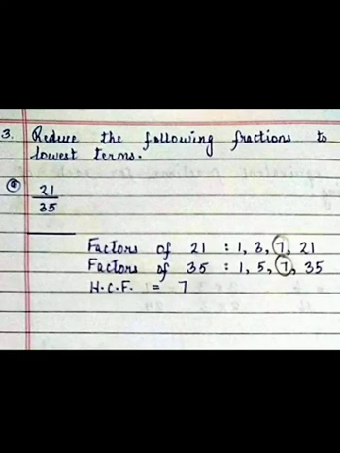Draw answer dash and write factors of 21. Factors of 21 are 1, 3, 7 and 21. Factors of 35 are 1, 5, 7 and 35. So the highest common factor HCF of 21 and 35 is equal to 7.